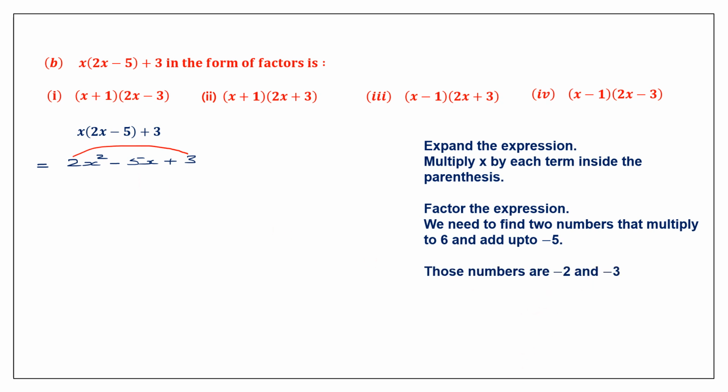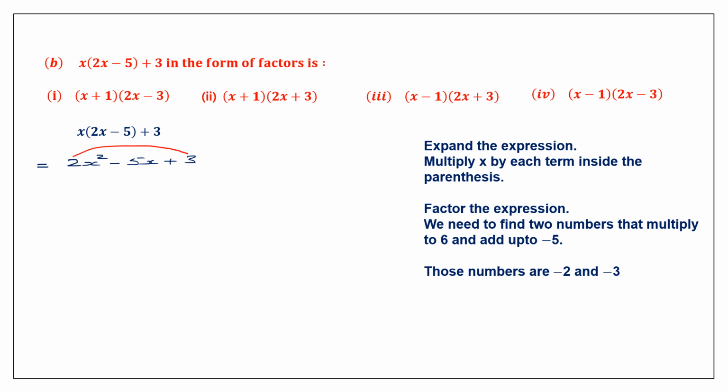So negative 2 and negative 3, let's see. Negative 2 into negative 3, minus into minus is plus, 2 3s are 6. So we get 6 when we multiply. Now let's see what we get when we add. Negative 2 plus negative 3, signs are the same, so we put the same sign and we add 2 plus 3 is 5. So these two numbers, when we multiply, we get 6, and when we add, we get negative 5. The two numbers are negative 2 and negative 3.